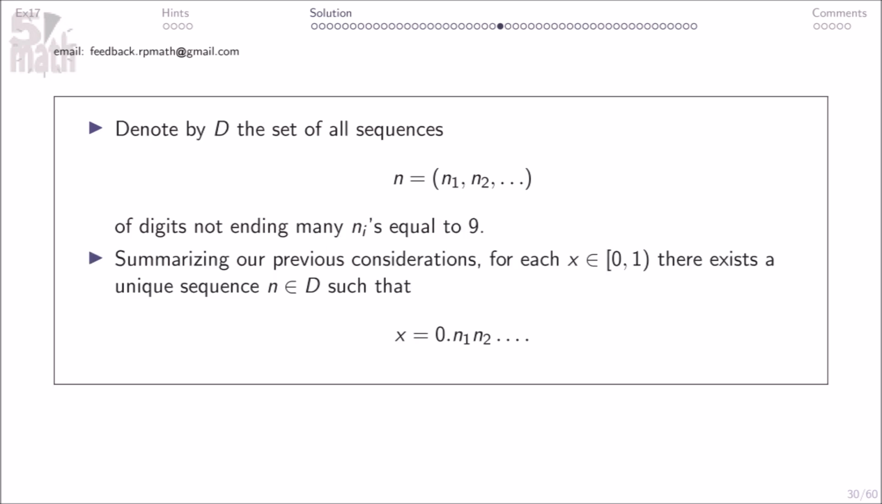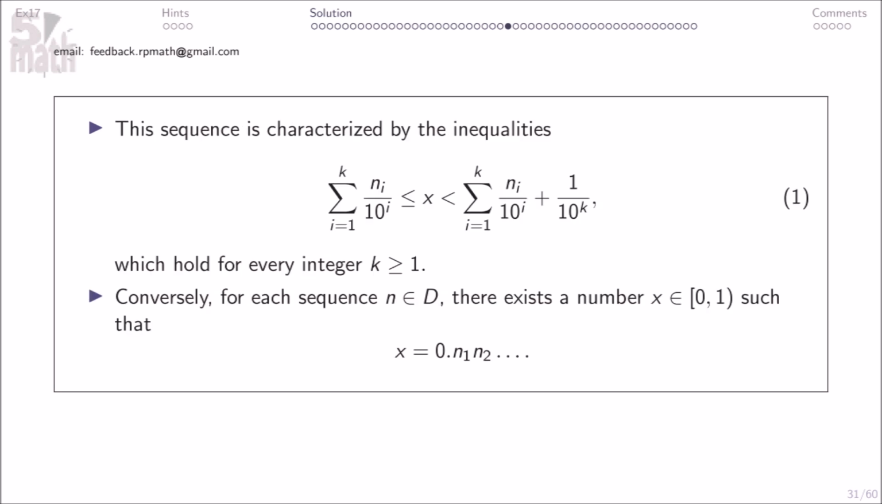Denote by D the set of all sequences n of digits not ending with infinitely many n_i equal to 9. Summarizing our previous considerations, for each x in this, there exists a unique sequence n an element of D such that x equals this. This sequence is characterized by the inequalities below, inequalities 1, which hold for every integer k greater than or equal to 1. Conversely, for each sequence n in D, there exists a number x in this such that x equals this.